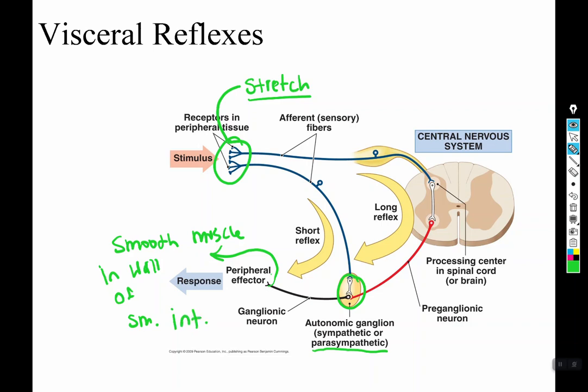So in response to a signal, we don't even need to be coordinated by the central nervous system. We can just say, oh, well, if it's being stretched, that must mean there's food in there and we have to move that along. So we're just going to go ahead and do that. So that should help you make more sense of those short reflexes and what they're there for.